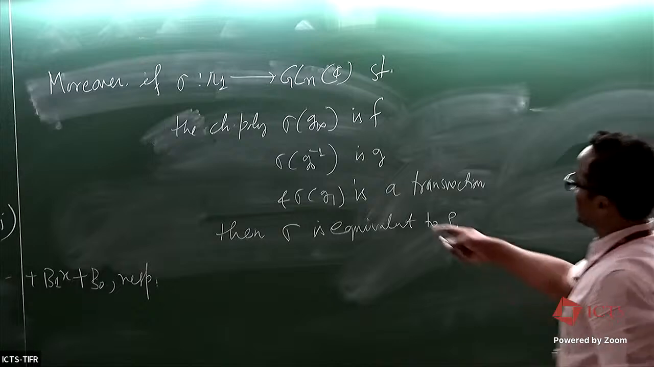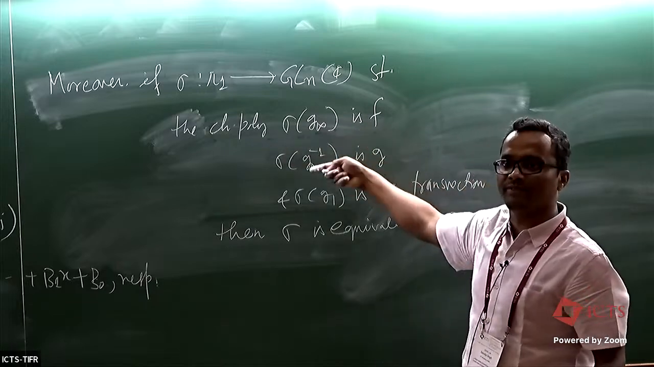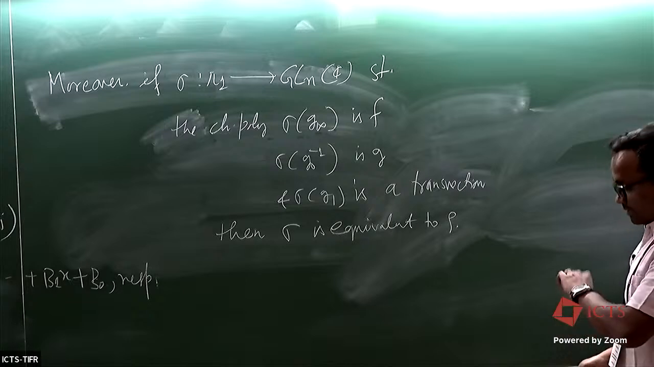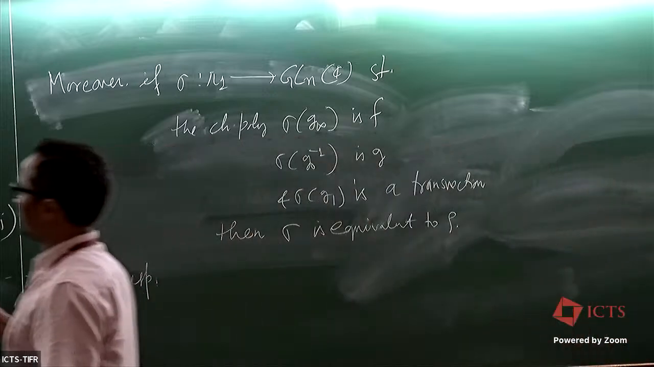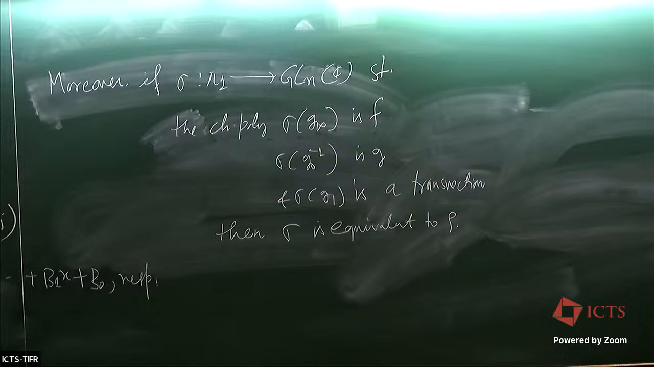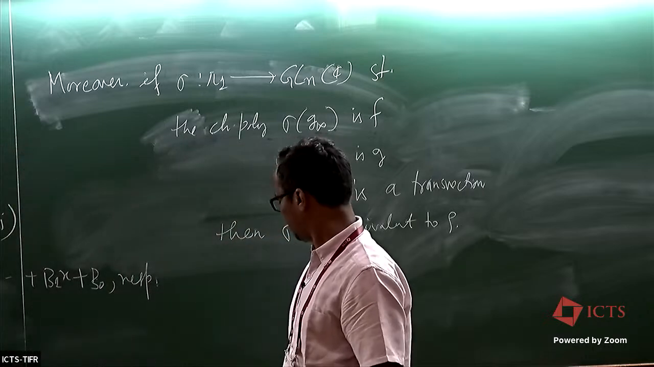Sigma of gamma 1 is a transvection, and also the characteristic polynomial of sigma of gamma infinity should be f, and likewise for g. And also, about the restriction on alpha and beta, one should observe that alpha j is not equal to beta k mod Z. That means that these two polynomials f and g are coprime; they don't have any common roots.